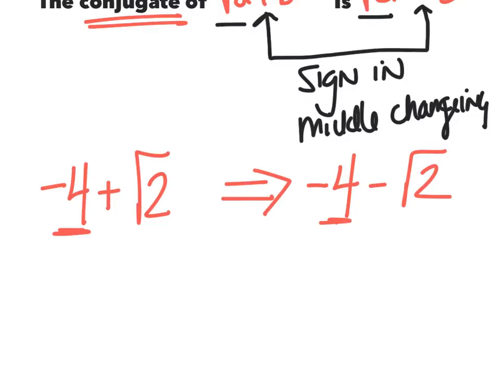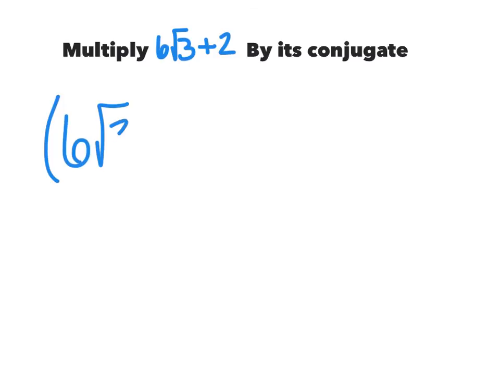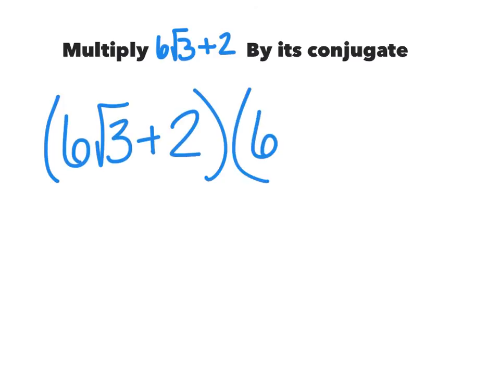And this doesn't even have to be with radicals. If I said x minus y, its conjugate is going to be x plus y. Okay, you're just changing the sign of the second term. Let's give one a whirl here. Multiply 6 radical 3 plus 2 by its conjugate. So the first thing I do is I write down 6 radical 3 plus 2. And now the conjugate of that is: leave the first, 6 radical 3, minus 2. Change the sign in between them.